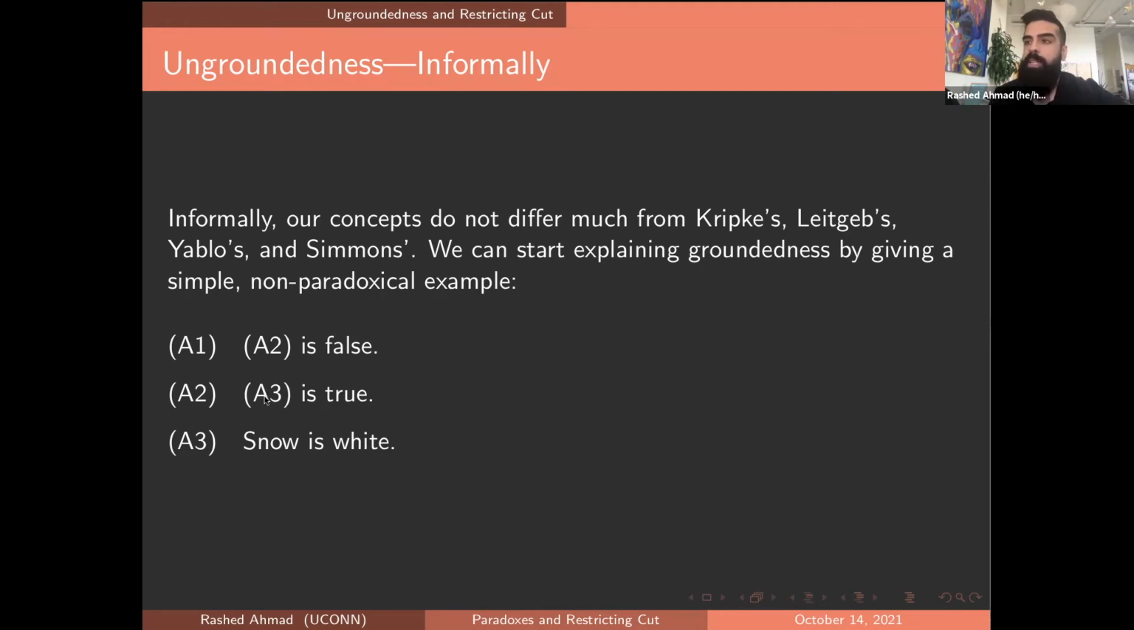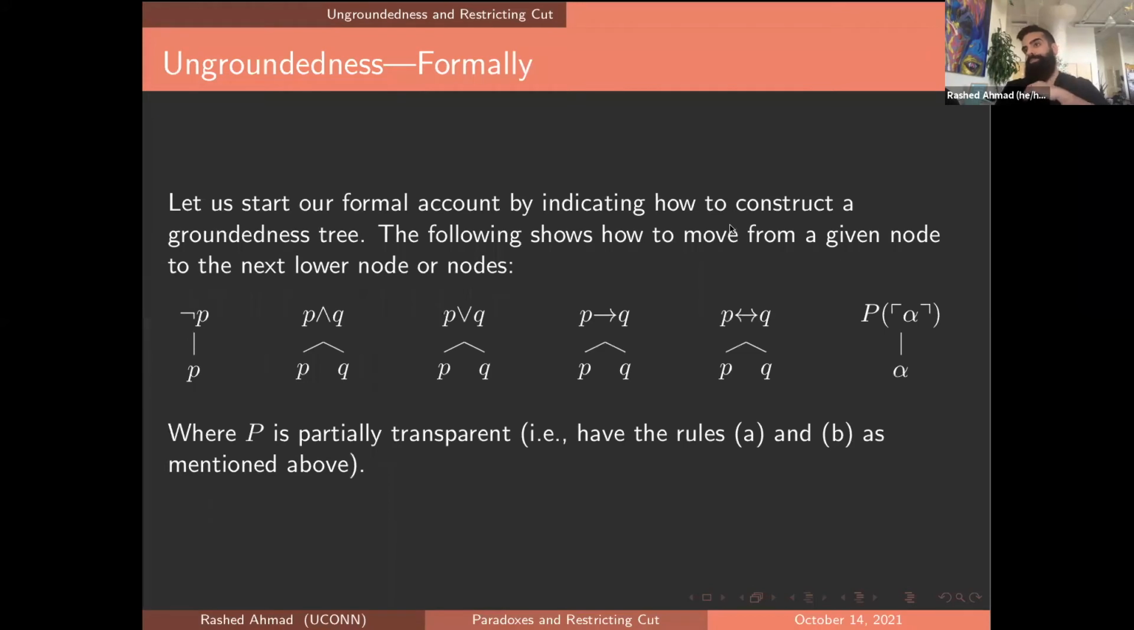An example of ungrounded, say if A2 said A1 is true, then we get stuck in a loop kind of thing, and we can never determine their truth values, or their truth values never get ascertained. Even though I'm talking about truth values here, our formal notion is purely syntactic, and it is a little bit different from Simmons' approach, but it uses trees as well. Simmons' approach, he would use basic trees and then pruned trees. For us, we only have what is similar to his basic tree. We're gonna call it a groundedness tree.